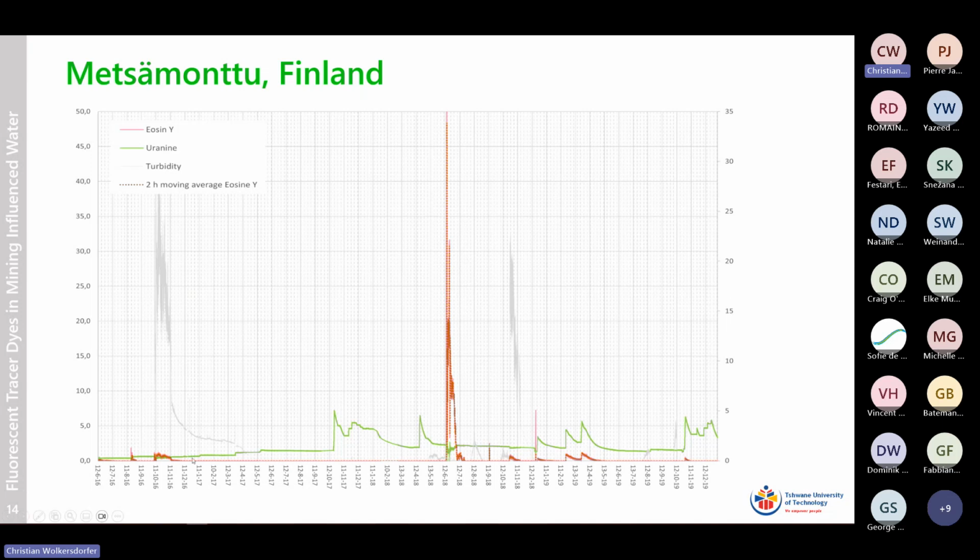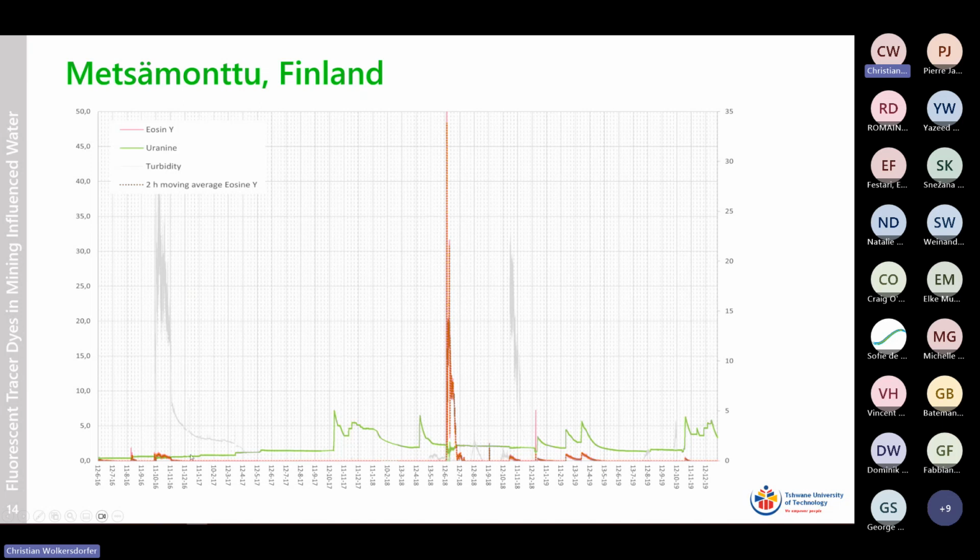You can see the breakthrough curve for the sodium fluorescein, that is here. And you can see the breakthrough curve for the eosine Y. So the eosine Y was injected in shaft number 1 at a depth of 100 meters. And you can see the water is flowing upward from 100 meters to the discharge point with a clear peak here. The data has not been evaluated, so I cannot tell you some more details. I'm just showing the breakthrough curve.